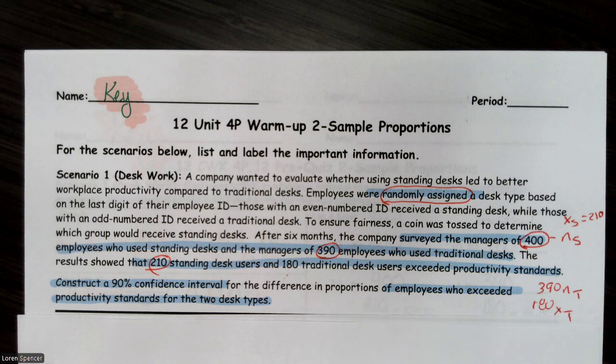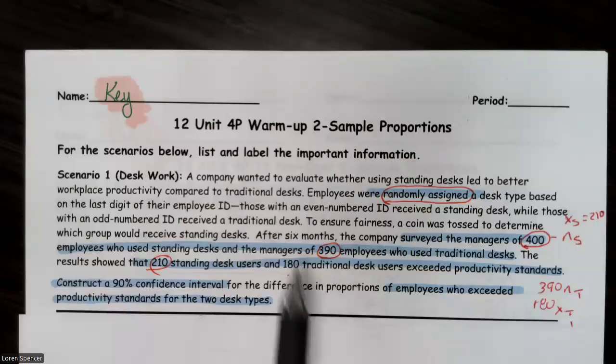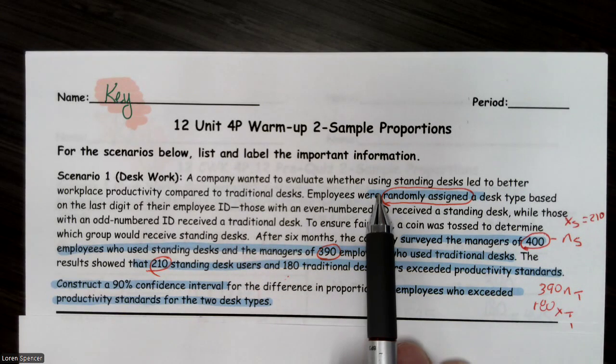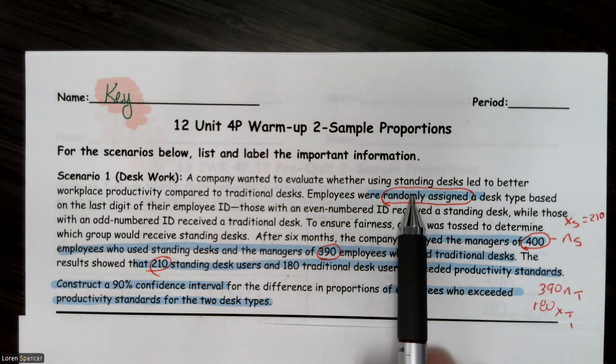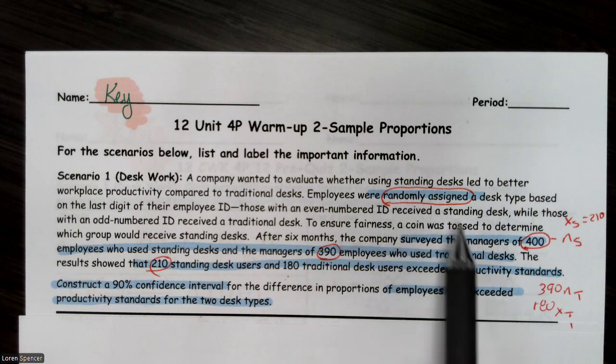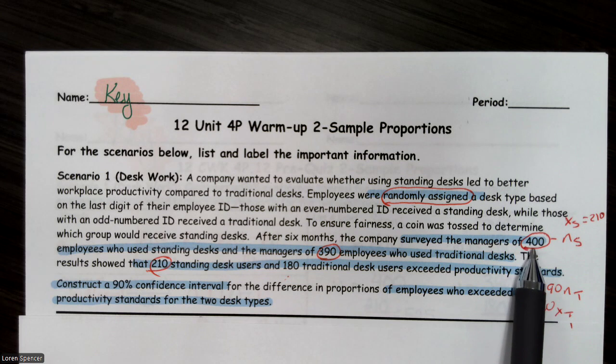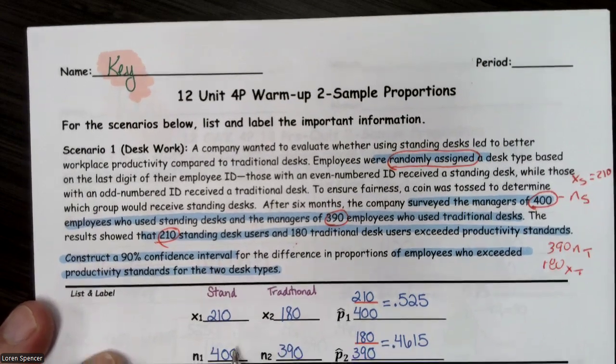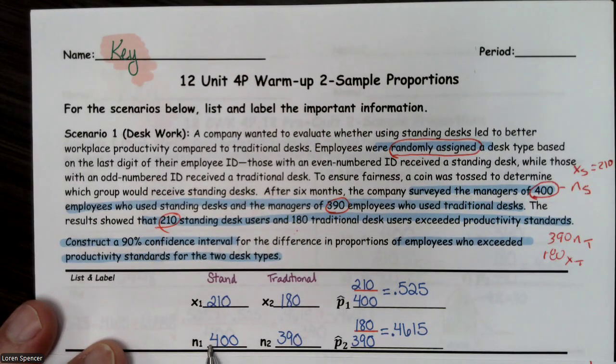Construct a 90% confidence interval for the difference of proportion of employees who exceeded productivity standards for the two desk types. Well, we're not going to do that. All we're going to do is list and label the important information. I think we identified the important information. They're randomly assigned, and we have a sample size of 400 for the standing desk, which I'm going to go ahead and write down here. Standing sample size of 400, and we called that N1.